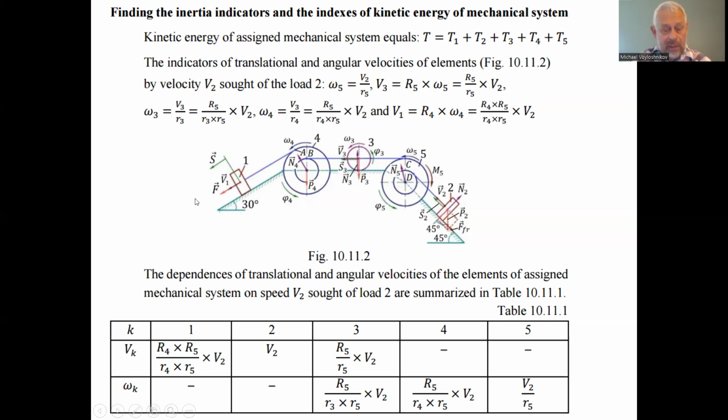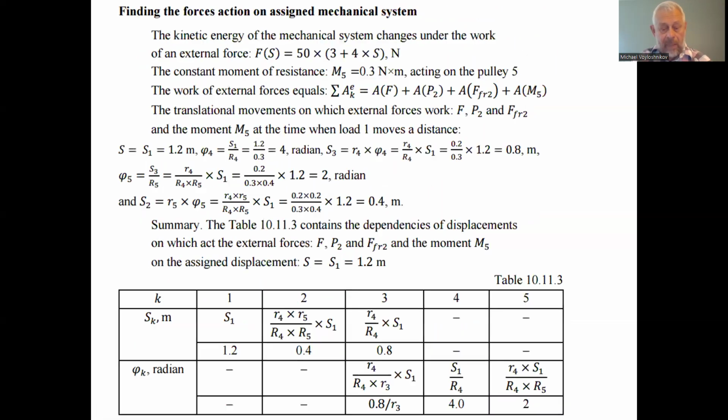The first load moves for 1.2 meters. What will be the motion of the second load at the same time? We use the proportion obtained previously for the fifth pulley, multiply it by R5 lowercase, and set the displacement of the first load, the weightless load in the direction of this external force. After the mathematical transformation, the motion of the second load will be 0.4 meter.